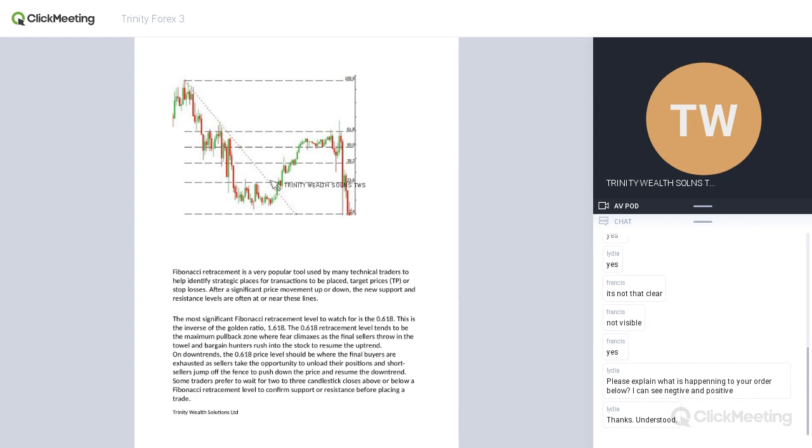So we say these are the areas, the ratio areas, the 23, the 38, the 50, and the 61, and the 78 somewhere here, are the areas we expect the market to reverse, make a high, then come back and resume the original trend of downtrending. So this gives us an indication of where we expect the market to reverse, to what level.